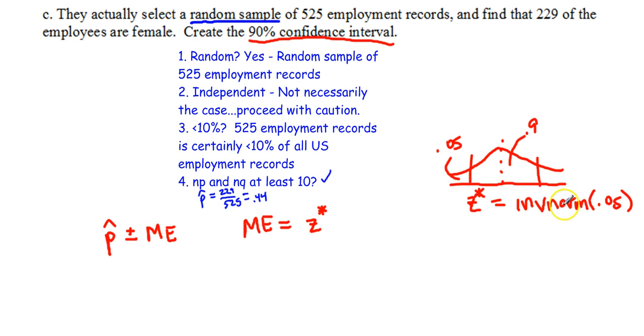I plugged that into my calculator, and if you think about what this does, it's going to spit out a z-score for the area to the left, when the area to the left is 0.05. So it's going to spit out a corresponding z-score to that marker on our graph, and that particular z-score happens to be negative 1.96, but we know we can just use the absolute value of that.